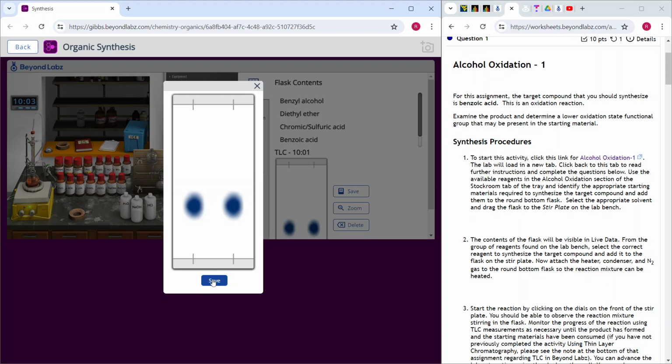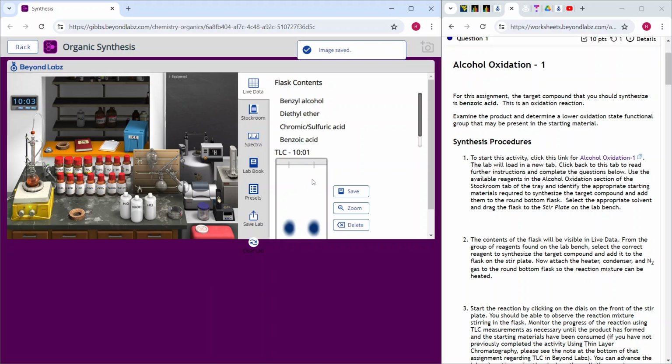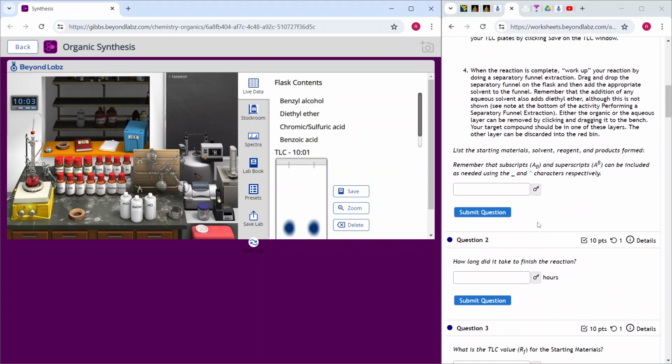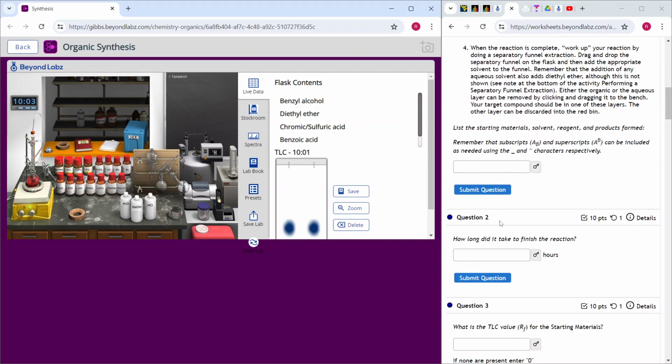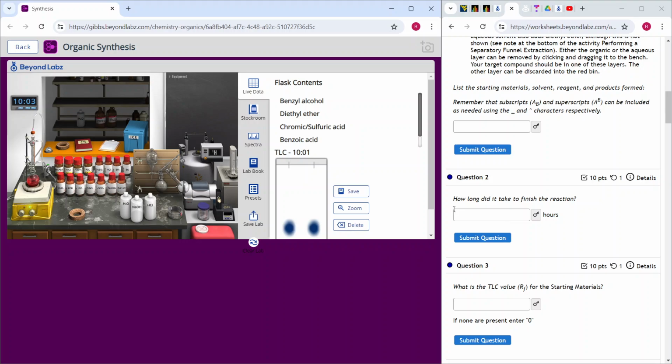So all you need to do is just save it, and that is going to be in your workbook. I would see this, so you don't have to do anything else. You don't have to download anything. You just save it in your workbook. Now, while you're doing the experiment, you can go ahead and answer some questions, because it's asking you to list all the starting material, solvent, reagents. So we can go ahead and write everything in there and submit the question.